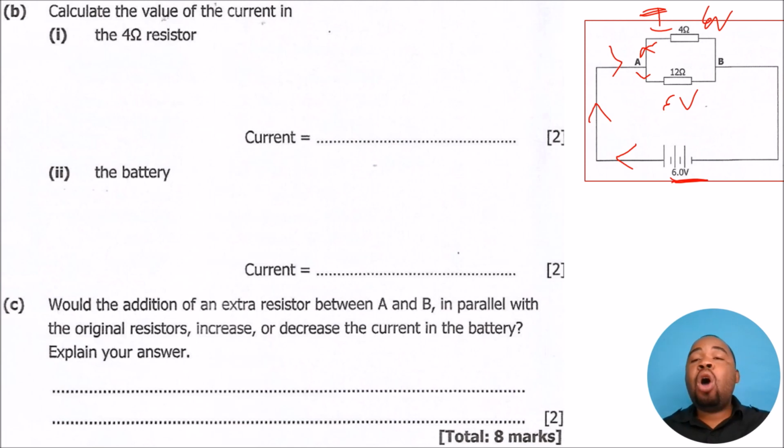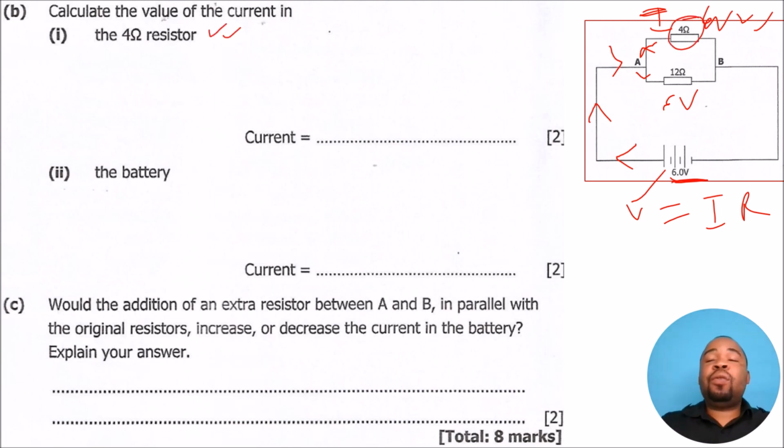But if we recall Ohm's law, it says V is equal to I R. Do we have V? The source voltage is the voltage for each branch. Do we have R? We have 4 ohm resistance for this part of the question. So we are looking for I. We can make I the subject of the formula by dividing both sides by R. So we can find I without using ratios.